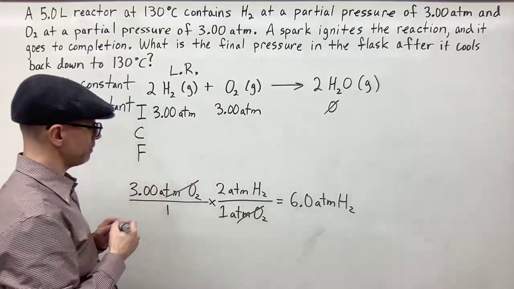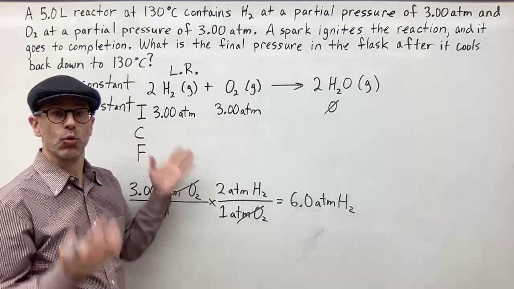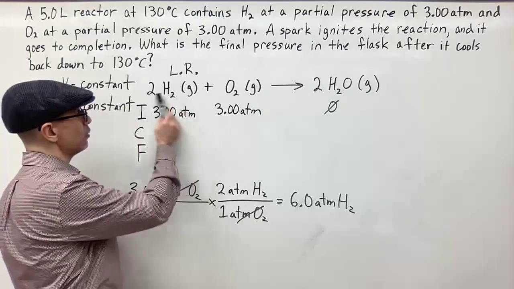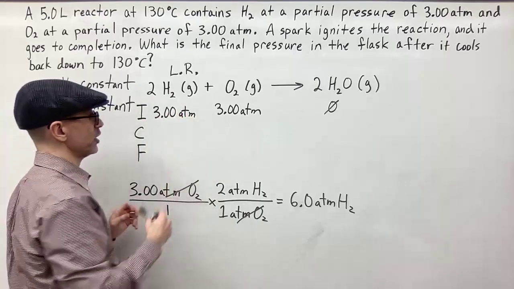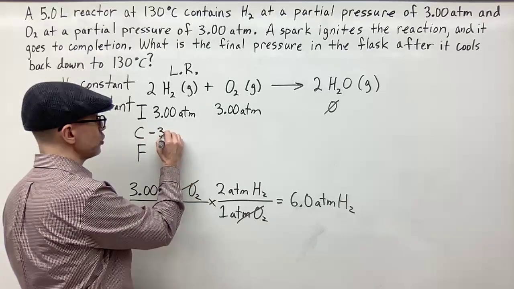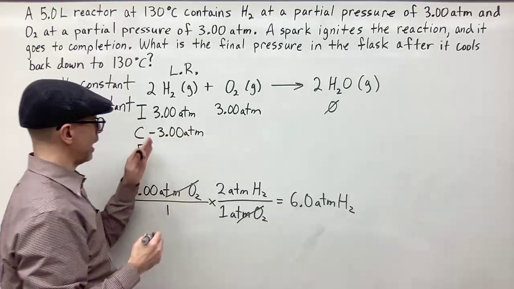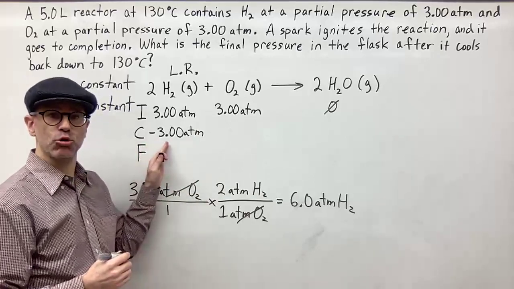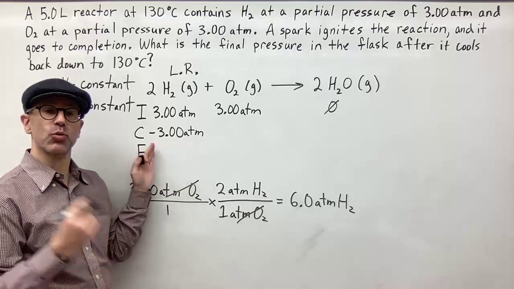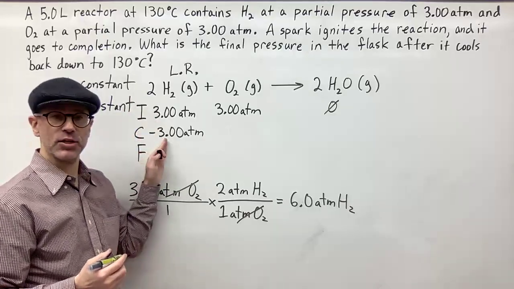Why is that important? Because it tells me which one is going to run out and I'm going to end up with zero. I'm going to run out of all of my hydrogen. So I'm going to lose all the hydrogen. All the atmospheres of the hydrogen are going to run out. So I'm going to subtract, or lose, 3.00 atmospheres. This is part of the change. This is what happens during the reaction. So I'm going to lose the 3 atmospheres.